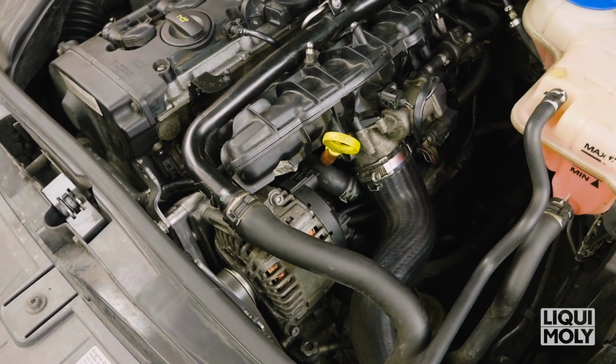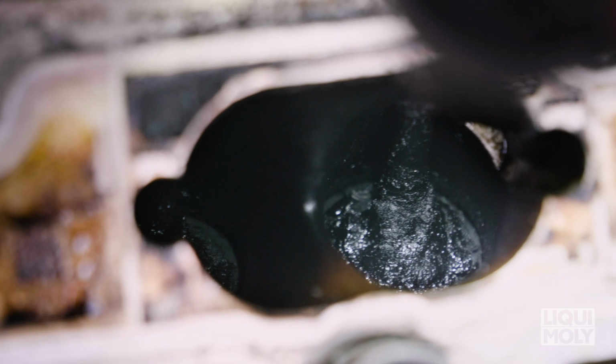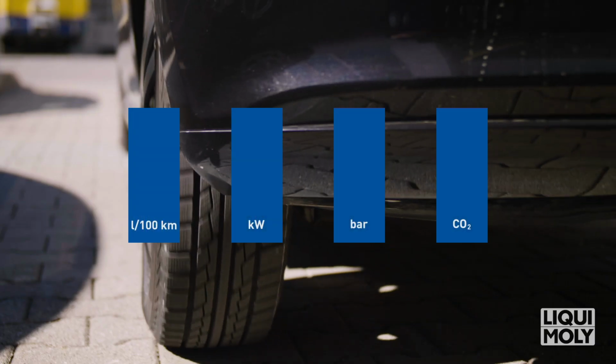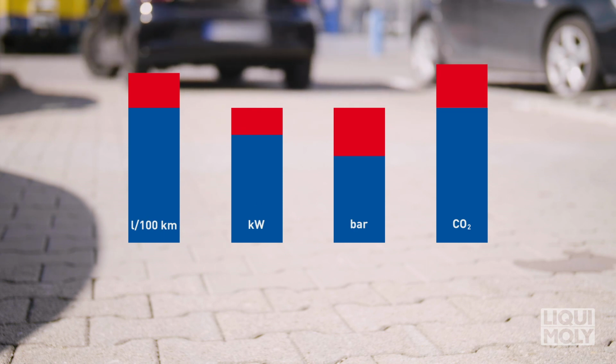Due to contamination caused by exhaust gas recirculation and crankcase ventilation, over time, oil and resin deposits form in the intake area of gasoline engines. This buildup will have a negative effect on fuel consumption, performance, compression, and emission values.